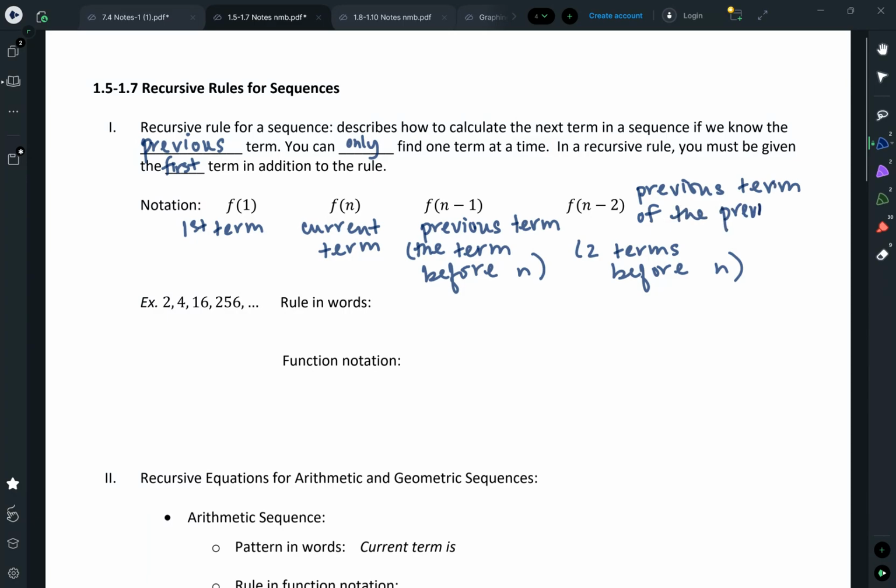So now that we have a bunch of vocab in place, let's think about some rules. So the sequence we have is 2, 4, 16, 256. So right away from 4 to 16, I'm thinking times 4. From 2 to 4, it's times 2. 16 times 16 is 256. So what I'm seeing is that I take each one and I square it to go to the next term. So I'm going to write square the previous term.